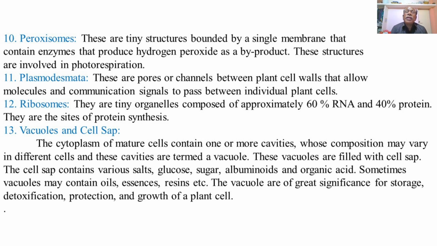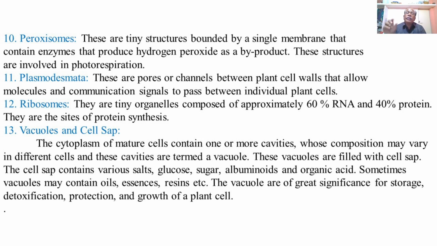So the large-sized vacuoles are present in the plant cells. Animal cells have vacuoles, but they are rarely present, and these are of small size. But in plant cells, vacuoles are of much larger size, and as the plant cell grows, the size of the vacuole also grows. The cytoplasm of the mature cell contains one or more cavities whose composition varies in different cells, and these cavities are called vacuoles.